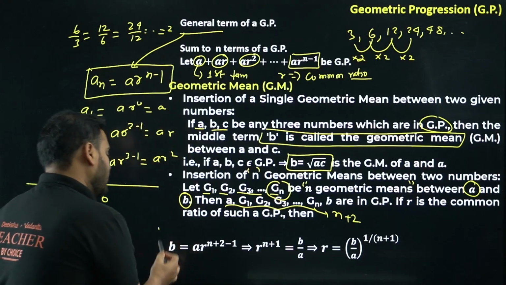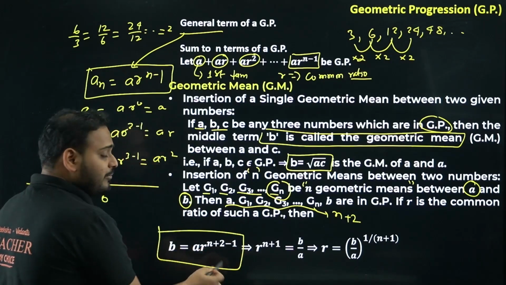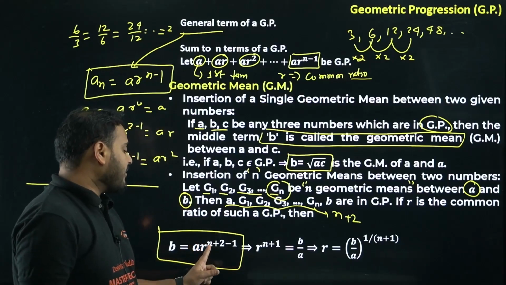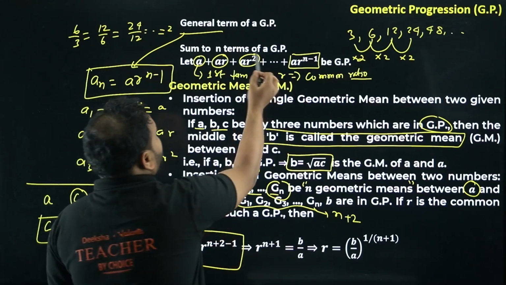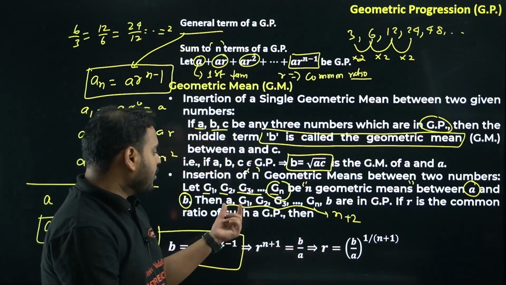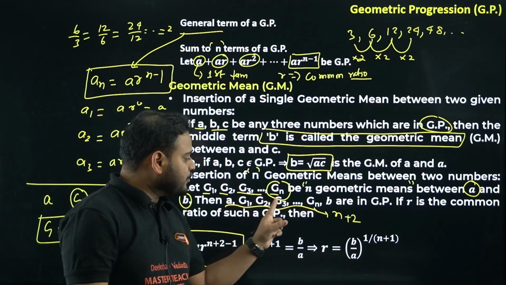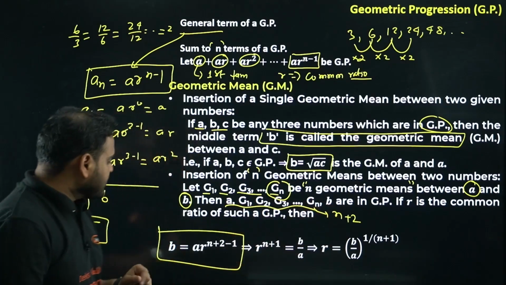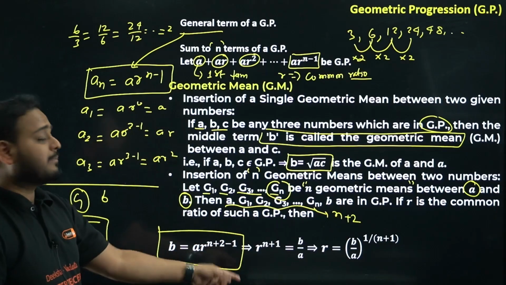The general term formula of your GP is a times r power n plus 2. Over here the n becomes n plus 2, right? How come n plus 2? Total of n g values, g1, g2, g3 up to gn, and we have a and b also, that's why n plus 2. So if you write n plus 2 minus 1, you get n plus 1.